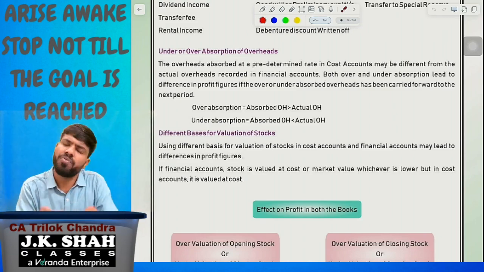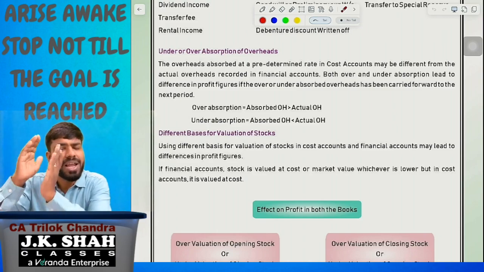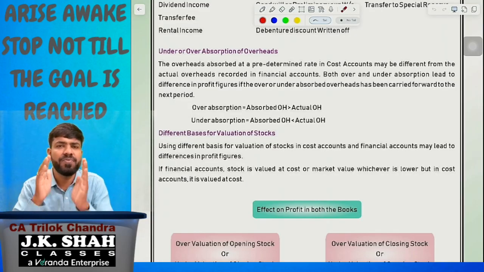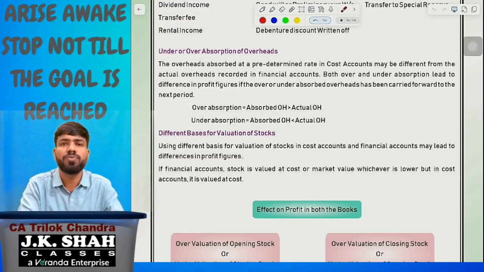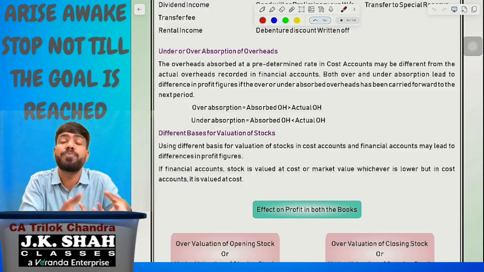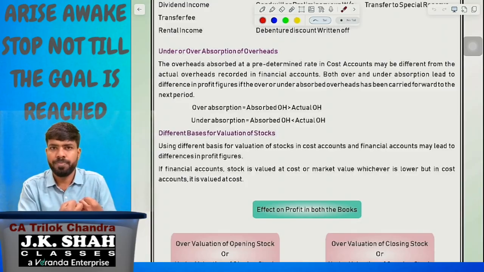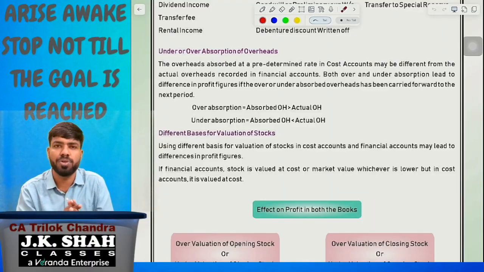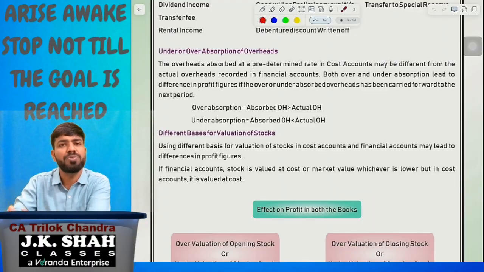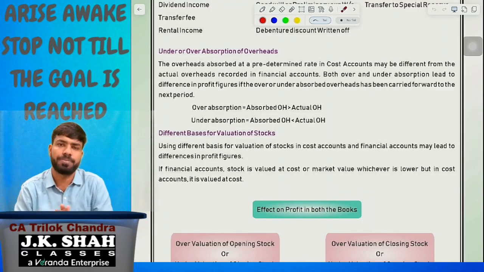In financial books, we'll always account the actual expenditure. In cost books, what we account is absorbed overheads. Now, this under or over absorption can happen in cost books, but not in the financial books. What we account in the financial books is absolutely right, absolutely correct.